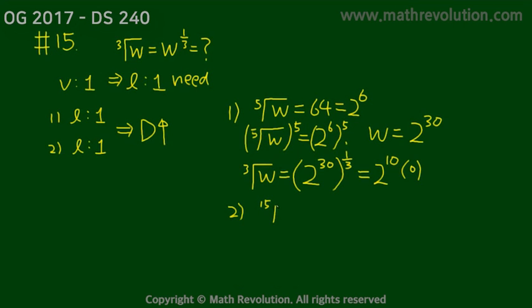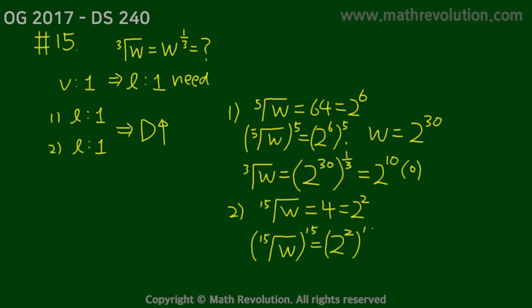What about condition 2? It says the 15th root of W is equal to 4, which is equal to 2 squared. And if we take the power of 15 on both sides, then we have W being equal to 2 to the power of 2 to the power of 15, which is again 2 to the power of 30. So by the same reasoning, the cube root of W is 2 to the 10. So condition 2 is also sufficient, and the answer becomes D.